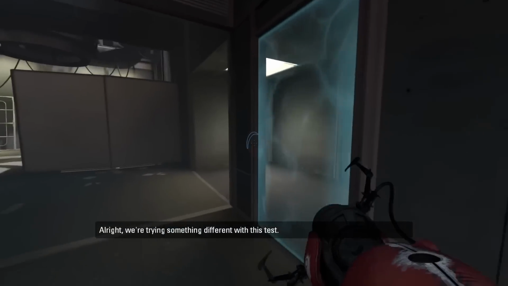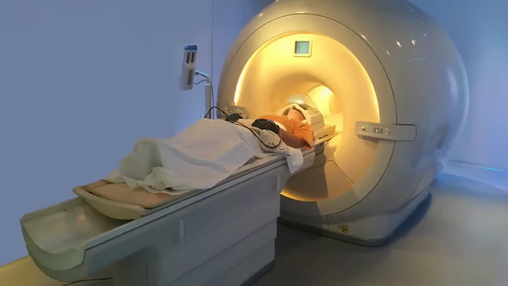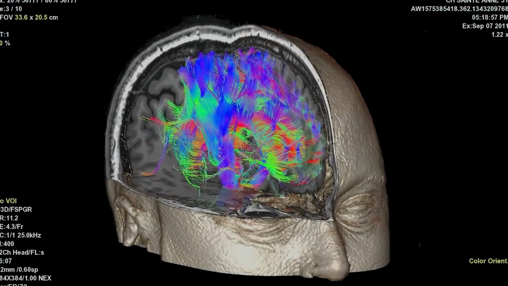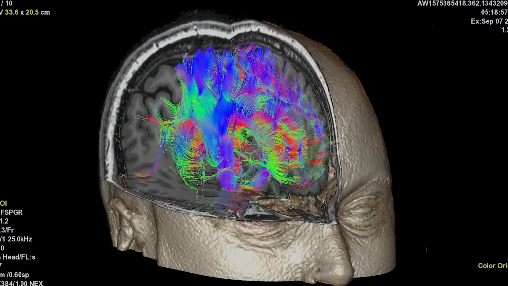Here's how it works. Scientists use brain imaging technology, usually fMRI, which measures blood flow in the brain. The idea is that when you look at something or imagine it, specific parts of your brain light up in patterns that correspond to what you're seeing.